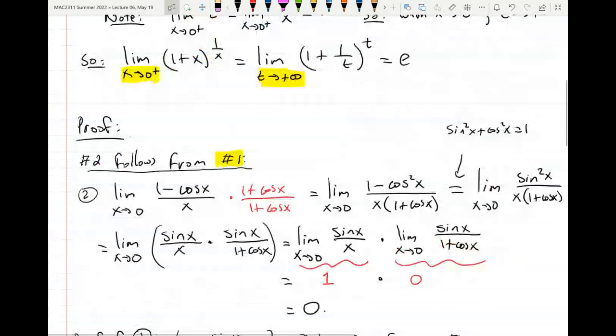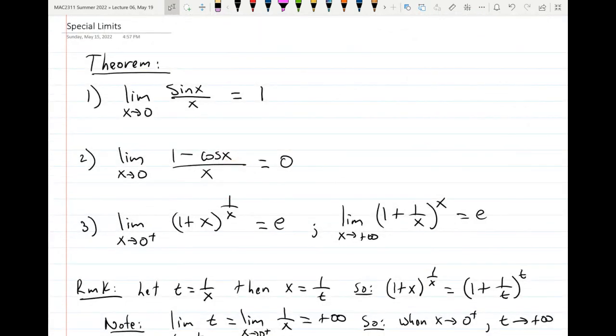So, moral of the story. From here, what you need to know is what's written here above. You need to know these special limits. Sine of x over x, as x approaches 0, the limit is 1. 1 minus cosine of x over x, as x approaches 0, the limit is 0. And you need to know that these two limits that are here are both variations of the number e. Okay?